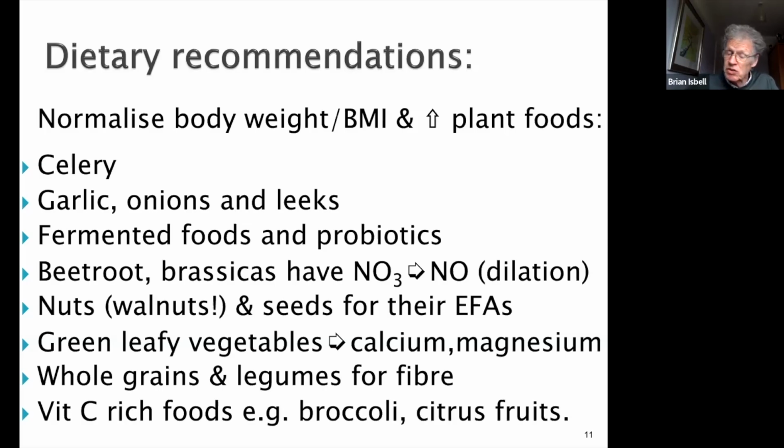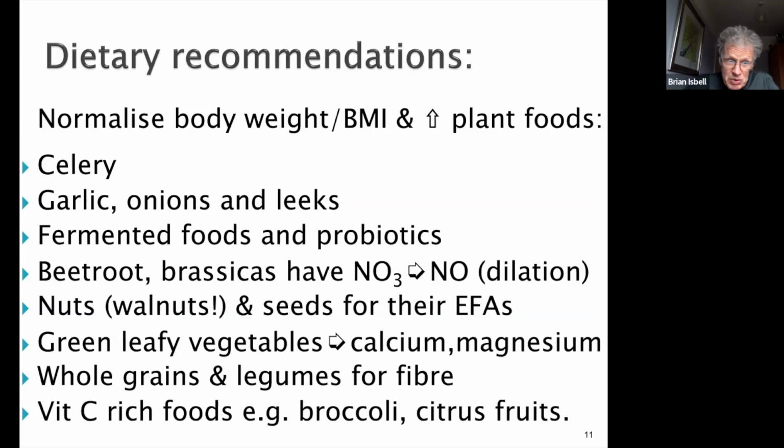So brassicas, the cabbage family group, also have a beneficial effect. Nuts, and particularly walnuts, get a mention specifically, but nuts are good, and the seeds. That's because of EFAs, which are what are called essential fatty acids. I will come back to talking about them, but EFAs, essential fatty acids in seeds and nuts, are beneficial.